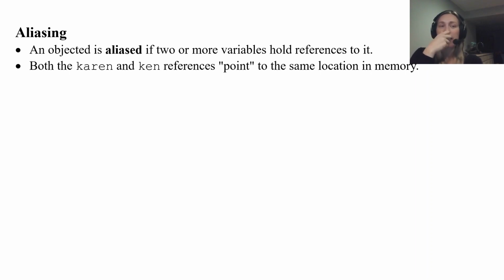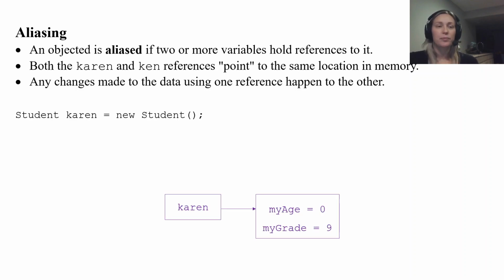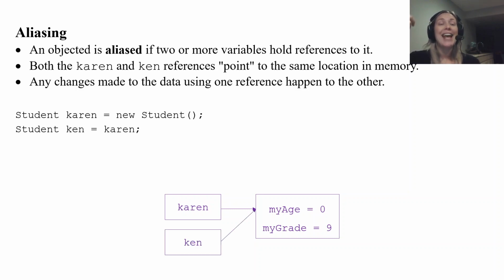You're going to see an example here in a moment. Both Karen and Ken point to the same location in memory, and any changes made to data using one reference happen to the other. We've seen this before with objects and with strings. So Student Karen = new Student. There she is. If I say Student Ken = Karen, that means Ken, point to the same thing that Karen is pointing to. Ken is declared as a Student, and then it just equals Karen, and that creates just a pointing reference.